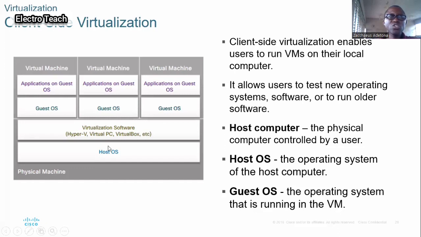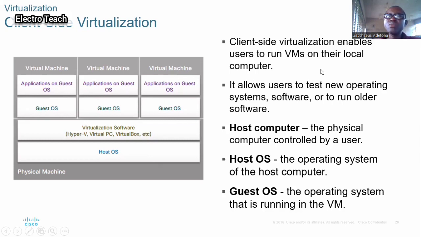There will be a host computer that will run the host operating system on the host hardware. Then there will be virtualization software installed. That is a hypervisor. In this case, we have a type 2 hypervisor. Examples are Hyper-V, Virtual PC, and VirtualBox. These are examples of client-side virtualization software, type 2 hypervisors. So this will ensure that the guest computers are installed on the hardware of the host. The guest operating system will be installed, and then applications of the guest operating system will also be installed on the guest operating system.